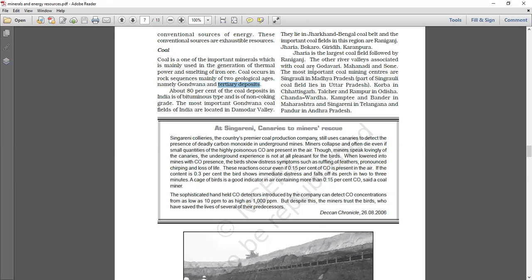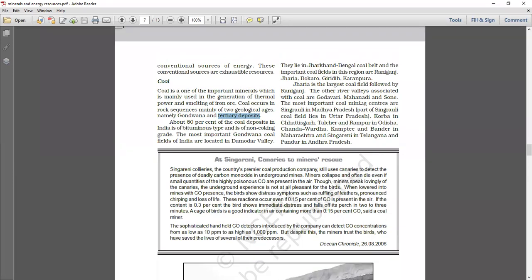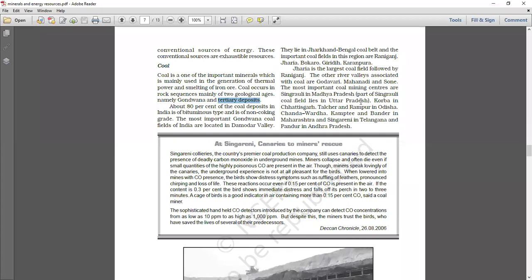तो अगर बात करता हूँ Gondwana land के अंदर, तो Gondwana land जो है आपका, that is located in the Damodar Valley. Damodar Valley that is located in the West Bengal, Jharkhand region. Jharia, Jharia is the largest coalfield. ये आपको learn होना चाहिए. Jharia is the largest coalfield. Raniganj, that is the second largest coalfield. Bokaro, Giridih, Karanpura are important Gondwana coalfields. तो ये सारे के सारे important Gondwana coalfields हैं.